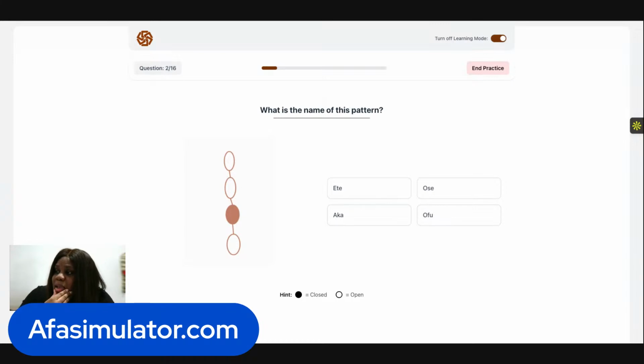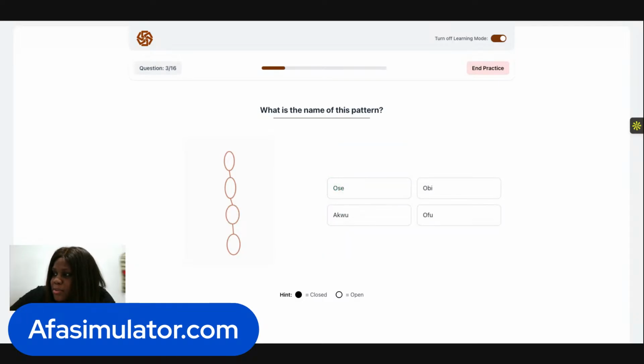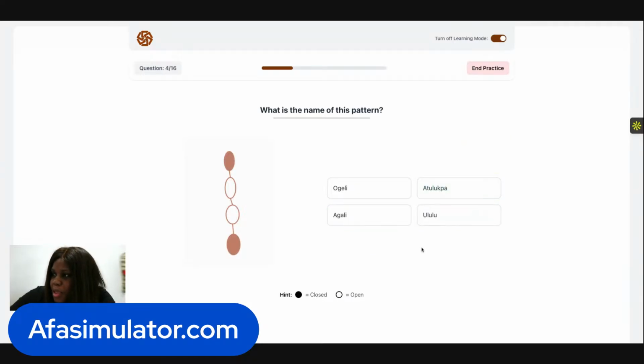Let's see. This is not Aka. This is not Ofu. This is either Ete or Ose. I don't think it's Ose. I think it's Ete. Got it. Okay, this is definitely OB because OB is all open. Got it.